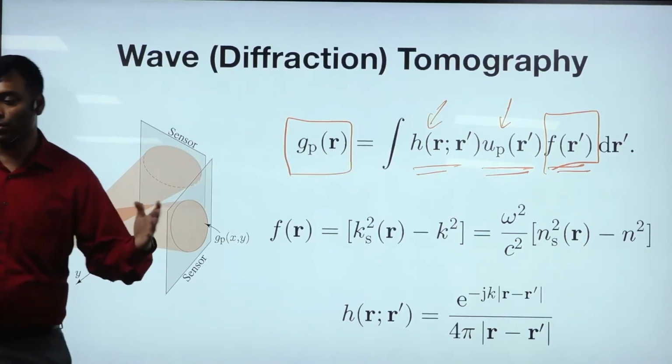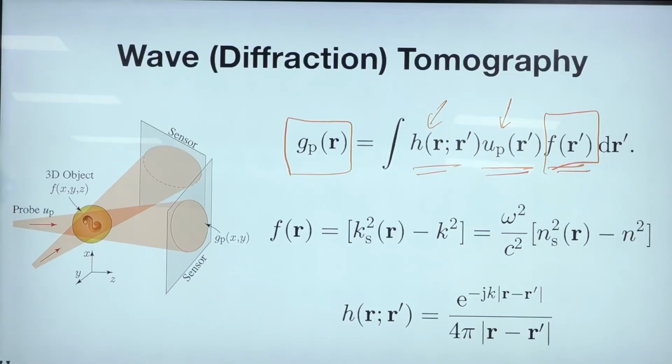U of r prime is the source of light, and f of r prime is the three-dimensional structure, the three-dimensional object. So all this is saying is that the data that we collect depends on all these different parameters.